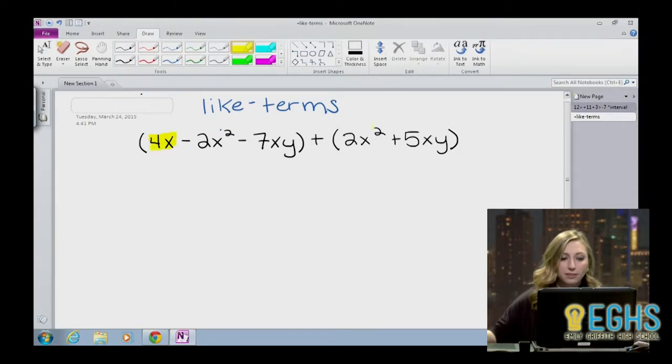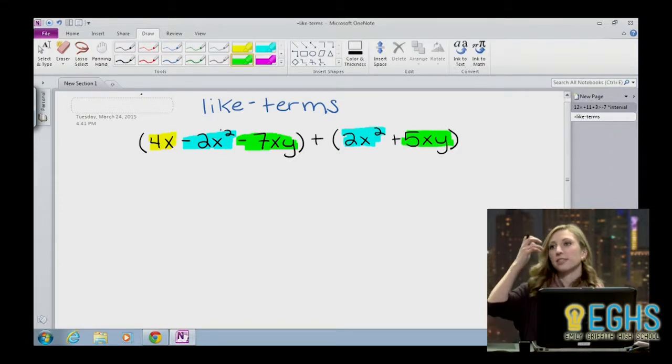So this 4x, I'm looking throughout the rest of this polynomial. I don't see any other term that has just one x at the end of it. So that's the only one there. Then we have negative 2x squared. So in the rest of my expression, I'm looking for anything else that says x squared. So this one also says x squared. Then this last one here, minus 7xy. I need to also find something that has xy on the end. And so this is going to be it.